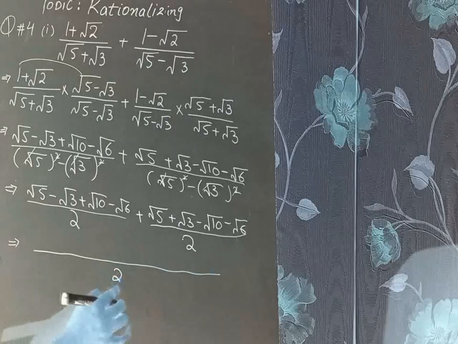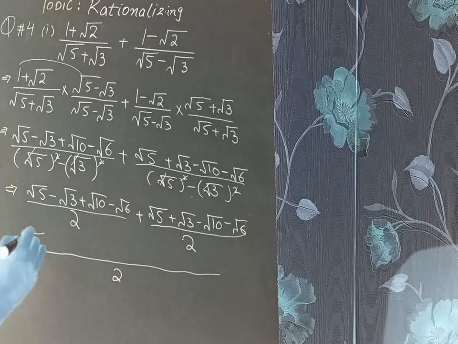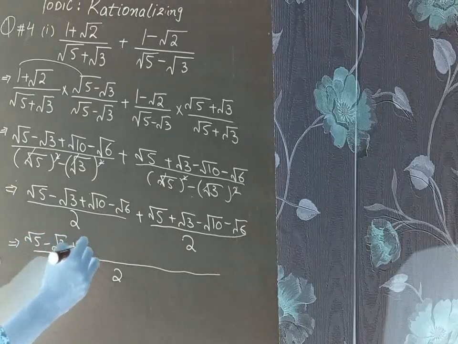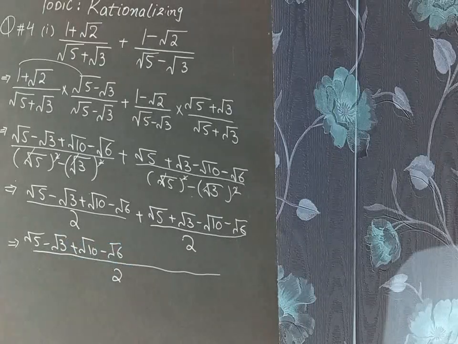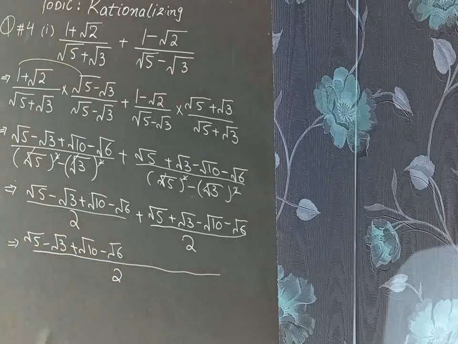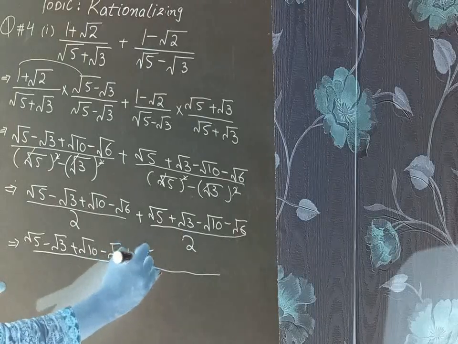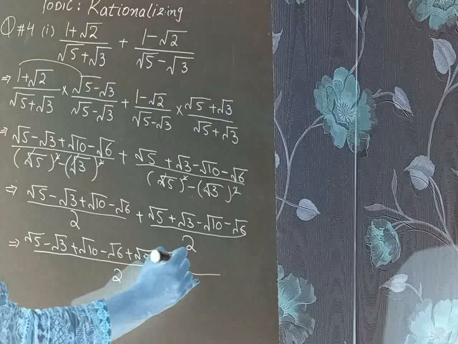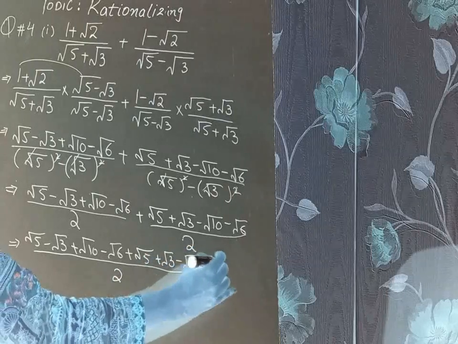This is 2. 2 divided by 2 is 1. When 1 is multiplied by all this, we get the same: √5 minus √3 plus √10 minus √6. Again, LCM divided by this denominator, we get 1. 1 multiplied by all these, we get the same: √3 minus √10 minus √6.